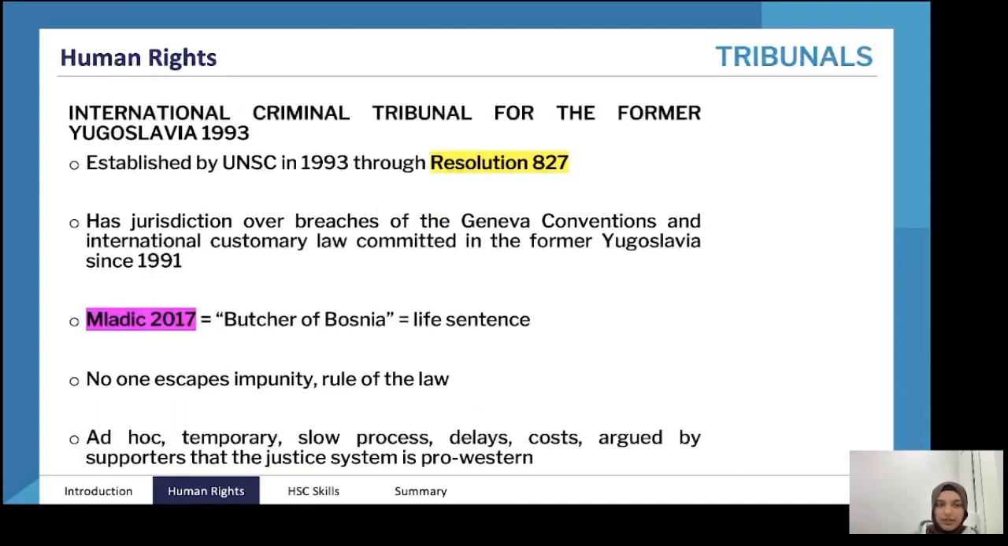And then we also had the Tribunal for the former Yugoslavia, which was established by the UNSC in 1993 through Resolution 827. It has jurisdiction over breaches of the Geneva Conventions, and essentially the Butcher of Bosnia, Mladic, was given a life sentence. So no one escapes impunity. It's the rule of law, right? No one is above the law. Criticisms are that they are ad hoc, temporary, slow processes, with delays and costs.